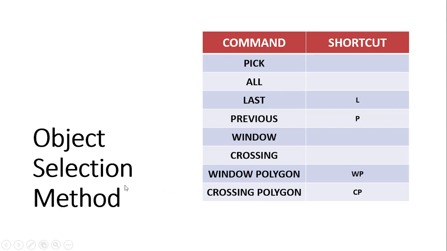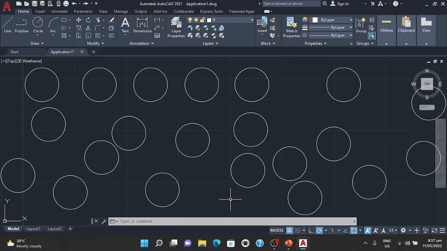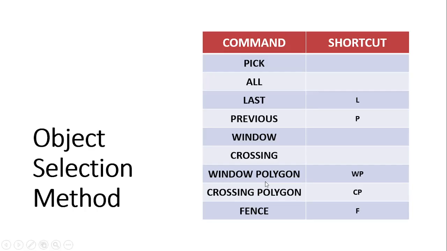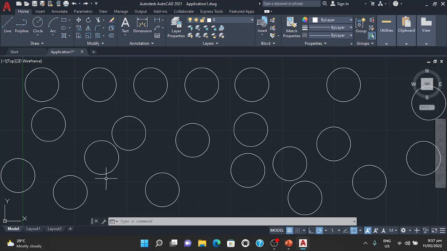So for the last command in the object selection method, we have here fence. In fence, it's just like a window polygon and a crossing polygon, but we will draw a certain line. We could say that we are building a fence to cover our vicinity or our house. So for example, I want a circular fence. I have here M for move, and F for fence. Automatically it asks to specify the first fence point.